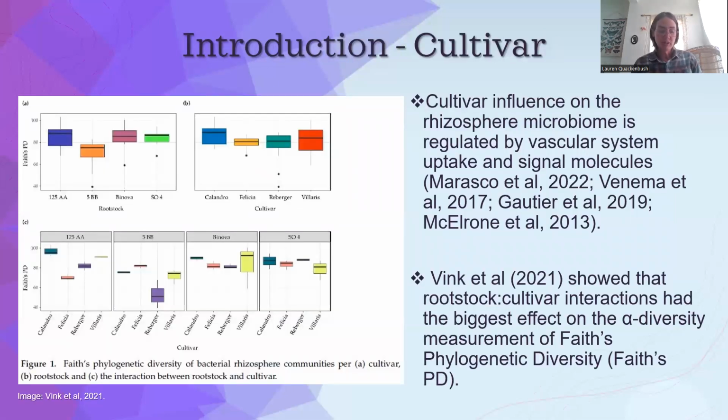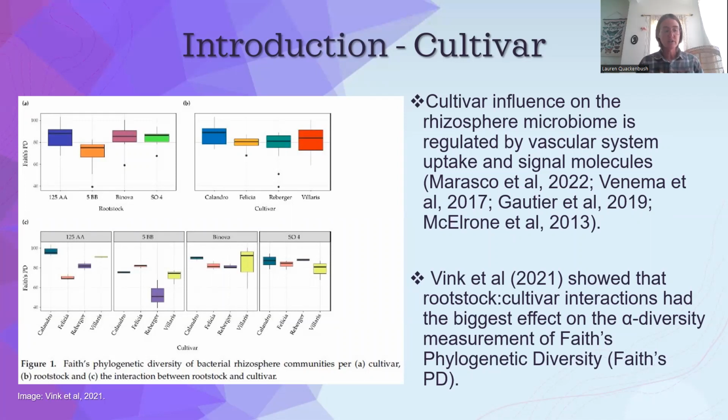The interaction between rootstock and cultivar genotypes results in a two-way influence. The cultivar exerts influence on the rhizosphere microbiome by regulating vascular uptake through stomatal conductance and by sending regulating signal molecules to the roots. The cultivar influence is measurable, but even more significant is the impact from the rootstock cultivar combination.